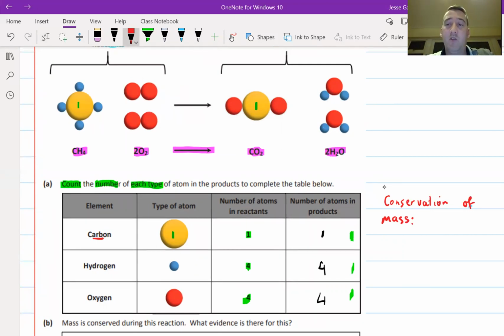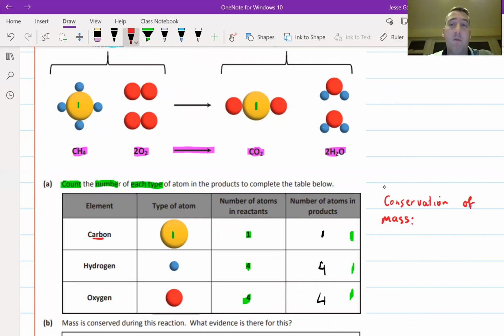Pause the video and do either of those 2 things now. Okay, so hopefully when you pause the video, you either said or you wrote down this. The conservation of mass says that atoms or matter cannot be created or destroyed. Atoms can just be moved from one place to another, or moved around, or rearranged. Okay, so that's what we're talking about.